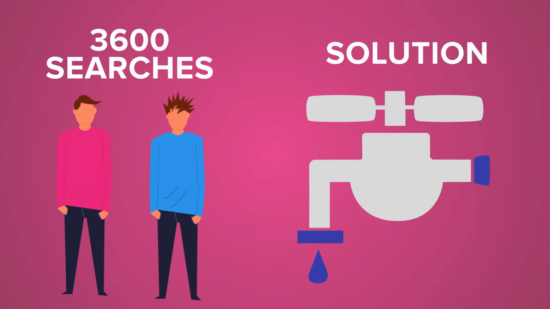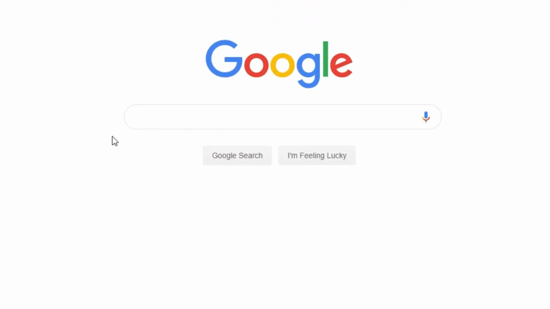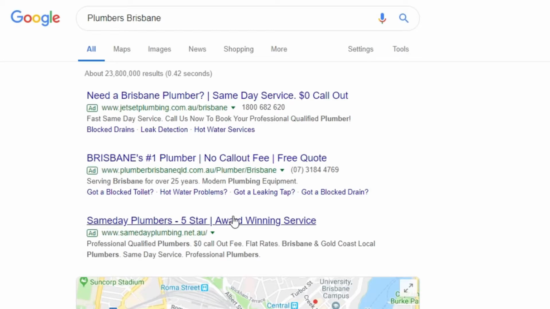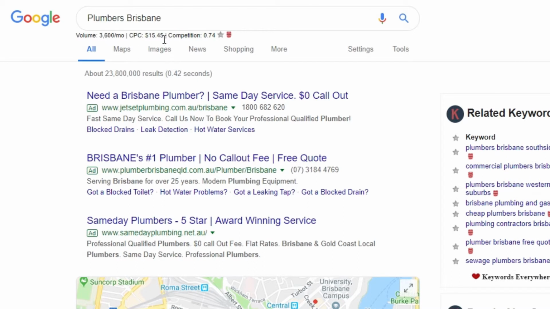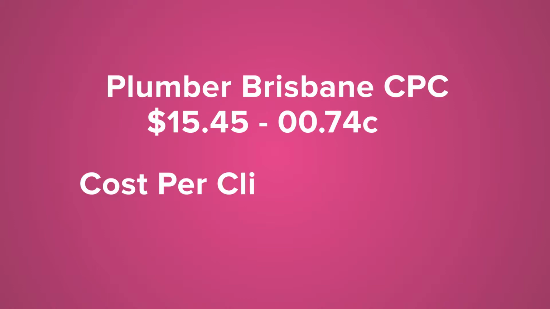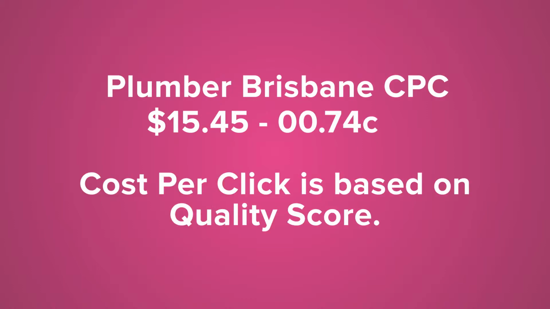A quick and effective way for beginners to see how many people are searching is to use a Google Chrome plugin called Keywords Everywhere. Not only does it tell me 3,600 people are searching monthly for plumbers in Brisbane, but it roughly estimates that someone clicking on your ad will cost you between $15.45 to 74 cents, depending on your quality score. Which for now, you just need to think of quality score as Google grading how well your ad fits their best practice guidelines. The better the quality score, the less it costs per click. We'll be doing a proper in-depth video about quality score very soon, so subscribe if you want to see that.